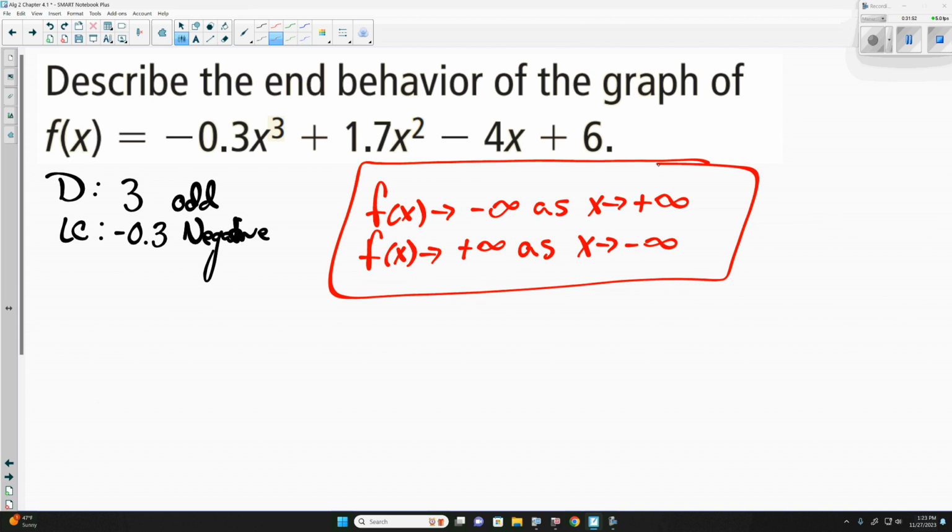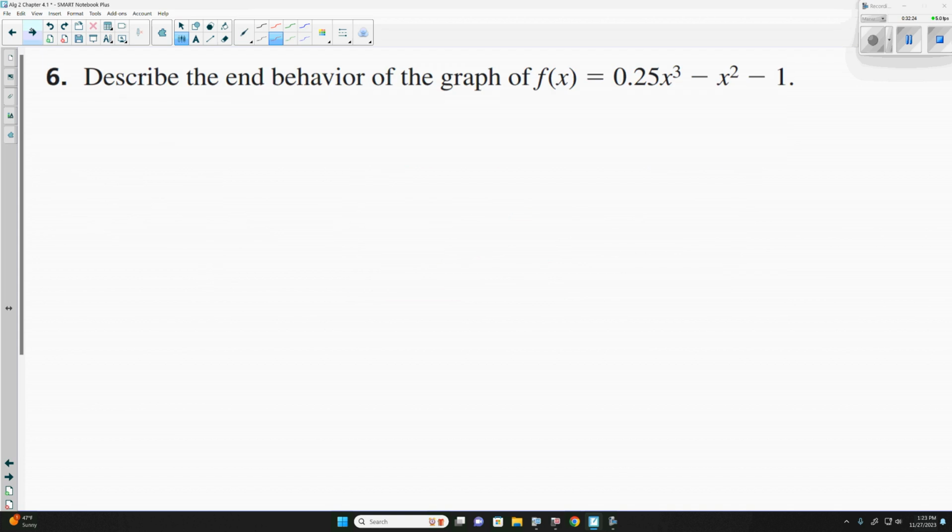Really, since the degree is odd, the two ends eventually are going to go in opposite directions. And since it's negative, as we go farther to the left, it should be going up. As we go farther to the right, it should go down. Questions on this here? We do have one more.